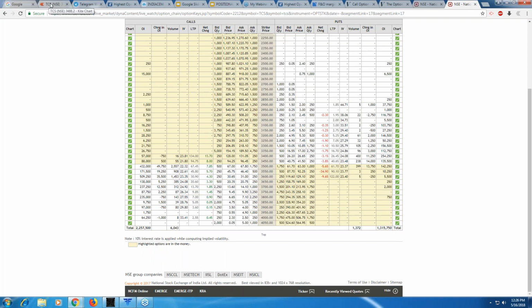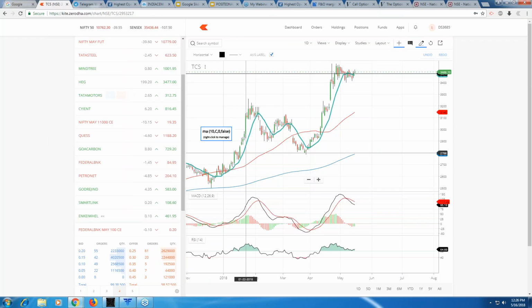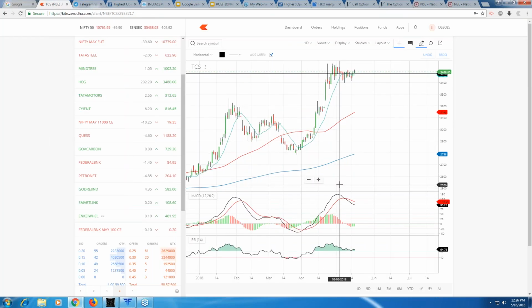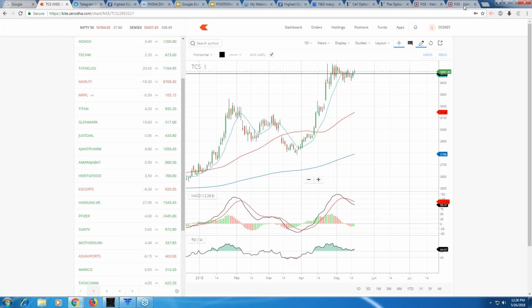Okay, so call unwinding and call writing helps you a lot. Call unwinding and call writing helps you a lot in understanding the boundary of the market, the boundary of the stock, and trading into it. So this is how you read the option data. Let's look into some other option data. I can tell you Jet Airways. Let's look into the Jet Airways option data.